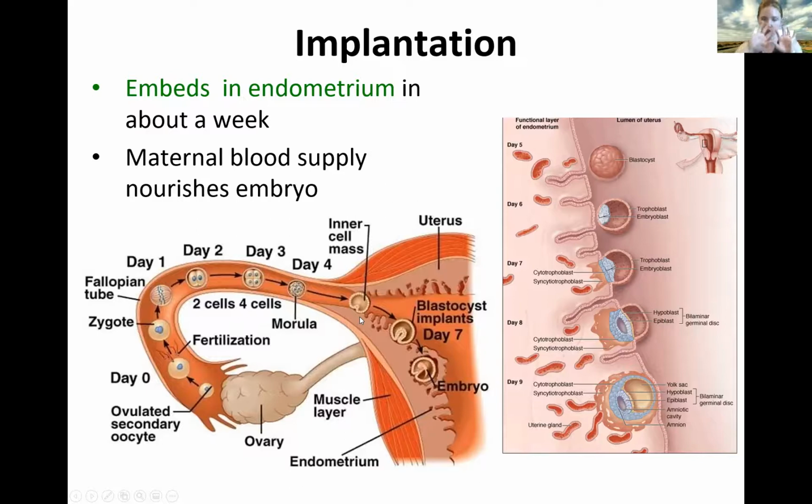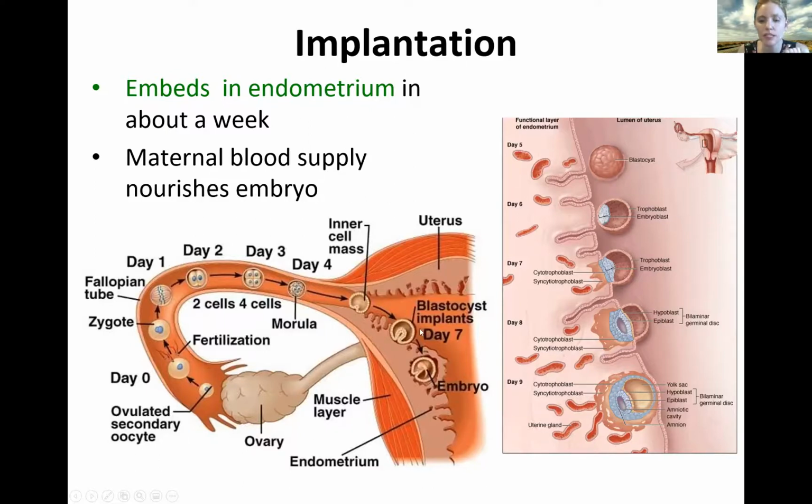Remember that the uterine tubes are lined with cilia, and the cilia beat and create currents that help move the embryo along. And then the embryo will finally reach the uterus and embed itself into the endometrium of the uterus, hopefully in the body of the uterus.